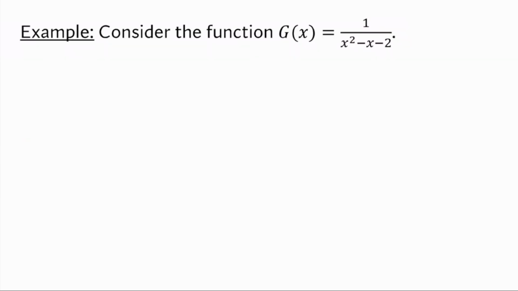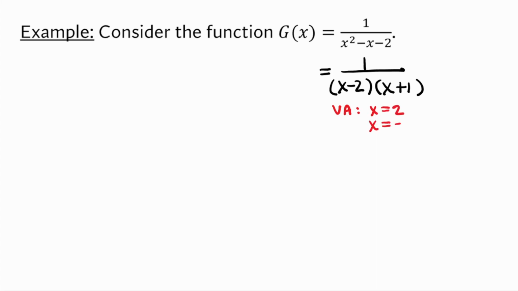All right, now I want to talk about what would happen if we had a quadratic in the denominator. Okay, so consider the function g of x equals 1 over x squared minus x minus 2. If I factored the bottom, I'd get x minus 2 times x plus 1, because I would be looking for two numbers that multiplied to negative 2 and added to negative 1. And that would mean that I'd have vertical asymptotes at x equals 2 and x equals negative 1. So I'm just going to try to sketch the graph of this thing.